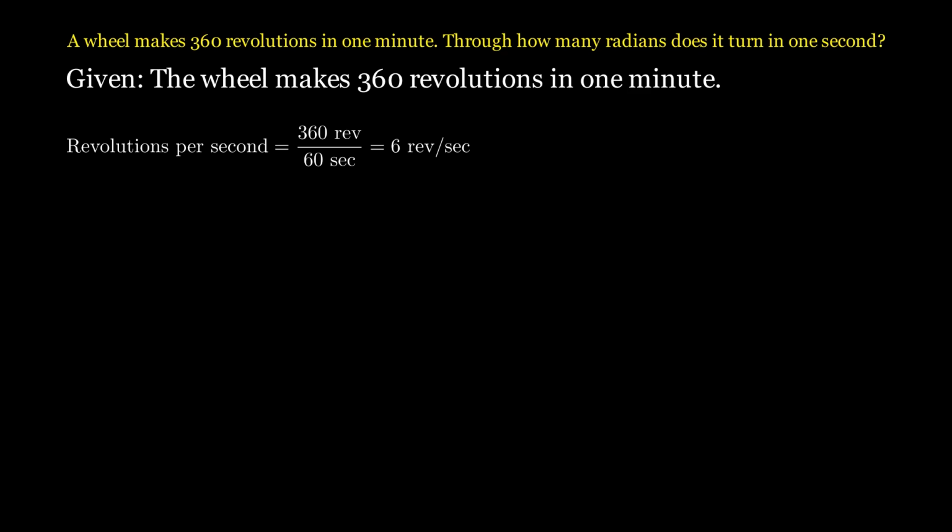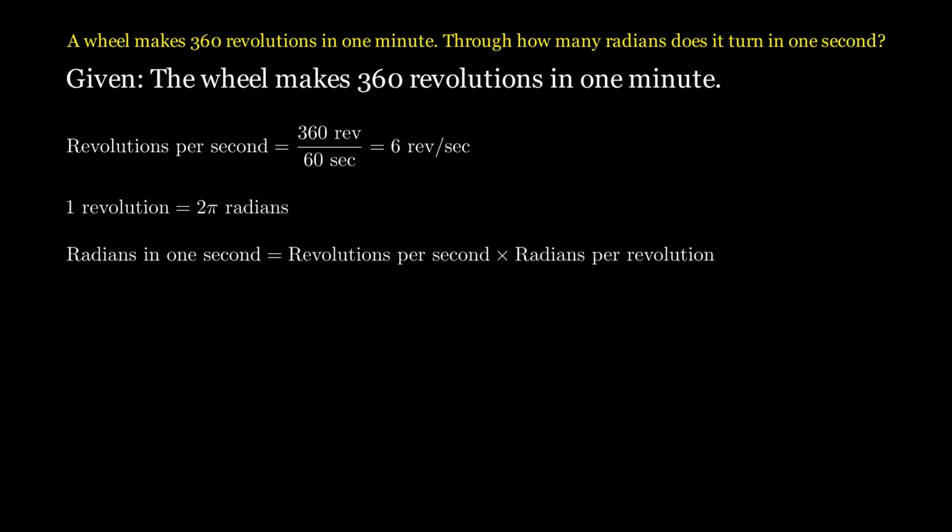We know that 1 revolution equals 2 pi radians. That is, a revolution is nothing but 1 full rotation. So 1 revolution can be written as 2 pi radians. Now let's substitute and get the radians per second. So radians per second equals revolutions per second times the radians per revolution, which is 6 times 2 pi. We have 12 pi as the answer here.